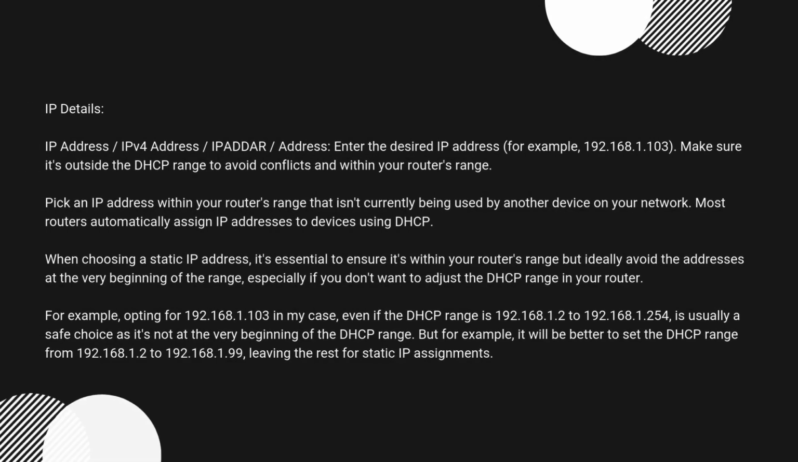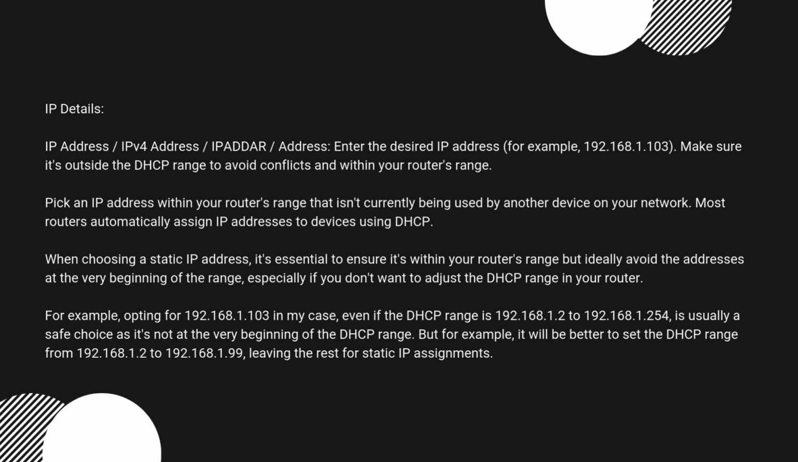IP details. IP address. IPv4 address. Enter the desired IP address, for example, 192.168.1.103. Make sure it's outside the DHCP range to avoid conflicts, and within your router's range. Pick an IP address within your router's range that isn't currently being used by another device on your network.